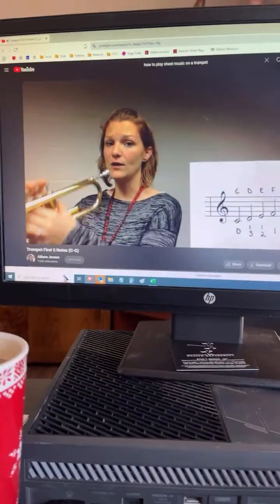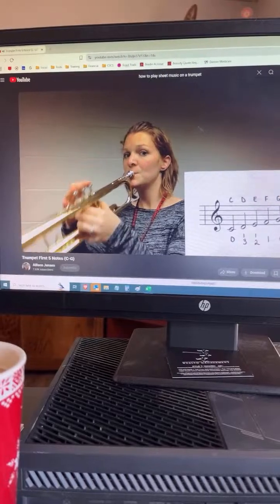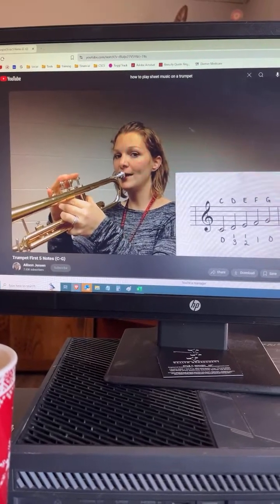Good. Okay. You're playing each note for 4 counts, and then we're going to rest for 4 counts between each note. This is a good exercise to build up our endurance. Here we go. Here's C. Okay, that's our starting note. 1, 2, ready, play.